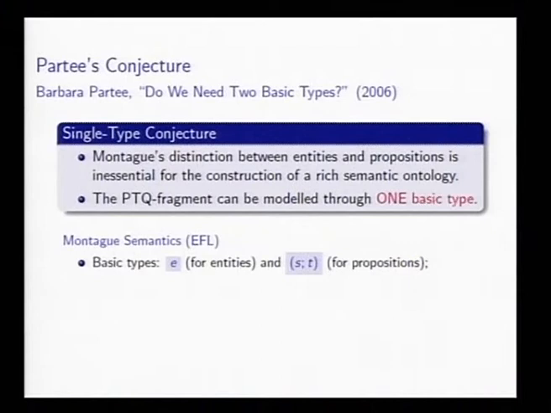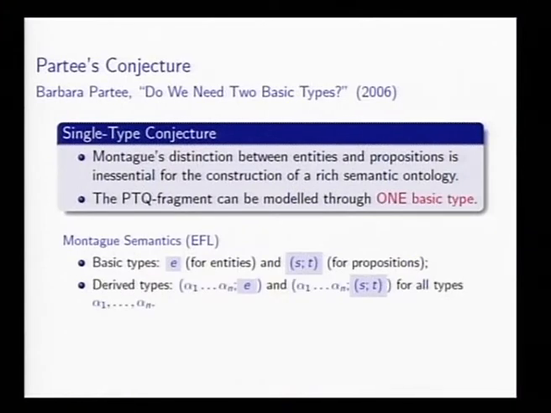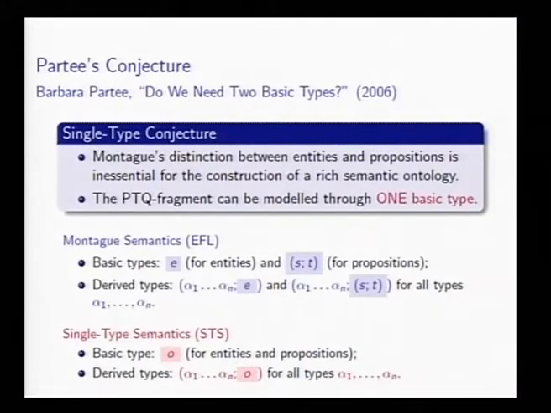The essence of this conjecture is then that whereas Montague semantics assumes at least two basic types of objects, say entities and functions from indices to truth values or propositions, from which all others are constructed as objects of a derived type, single type semantics assumes just one single basic type, I'll here call it O for the time being, and assumes that this type is semantically neutral between entities and propositions, such that from this type, all other types of objects can be obtained via the standard type forming rules.